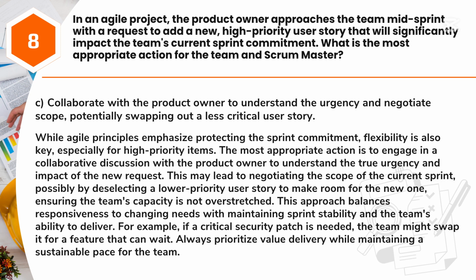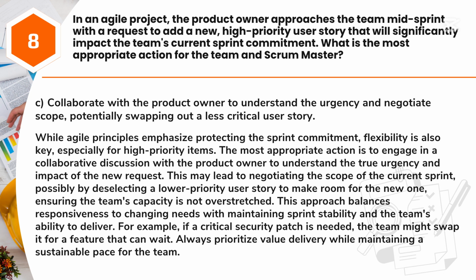Answer: C. Collaborate with the product owner to understand the urgency and negotiate scope, potentially swapping out a less critical user story. While Agile principles emphasize protecting the sprint commitment, flexibility is also key, especially for high-priority items. The most appropriate action is to engage in a collaborative discussion with the product owner to understand the true urgency and impact of the new request.